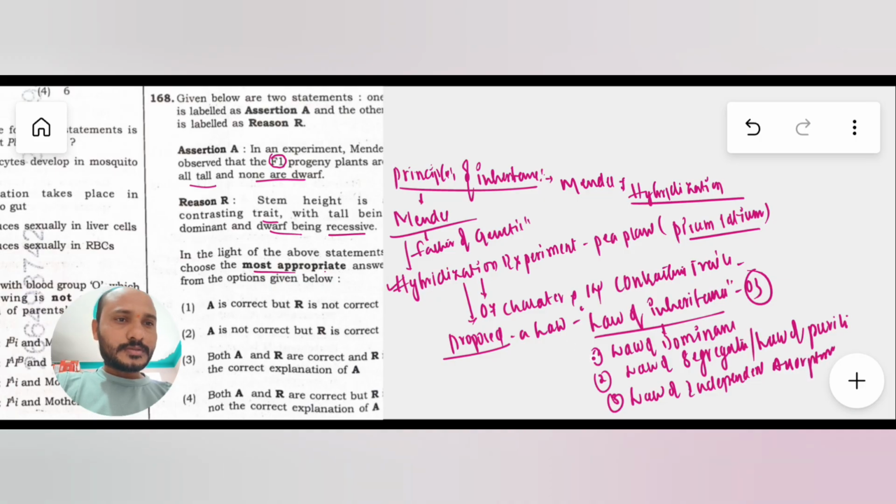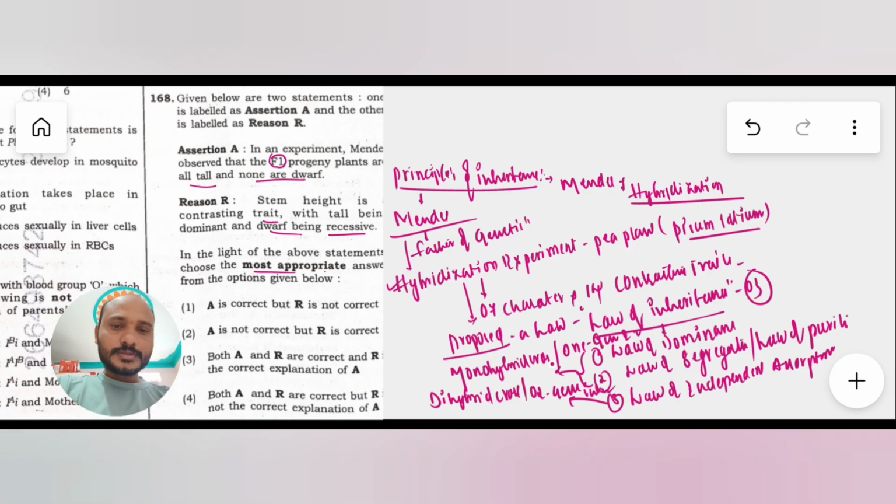Remember, the first 2 laws, the law of dominance and the law of segregation, explain monohybrid cross, or one gene inheritance. The law of independent assortment explains dihybrid cross, which means 2 gene inheritance. So this is all about some of the importance of Mendel. Now we move on to these questions.